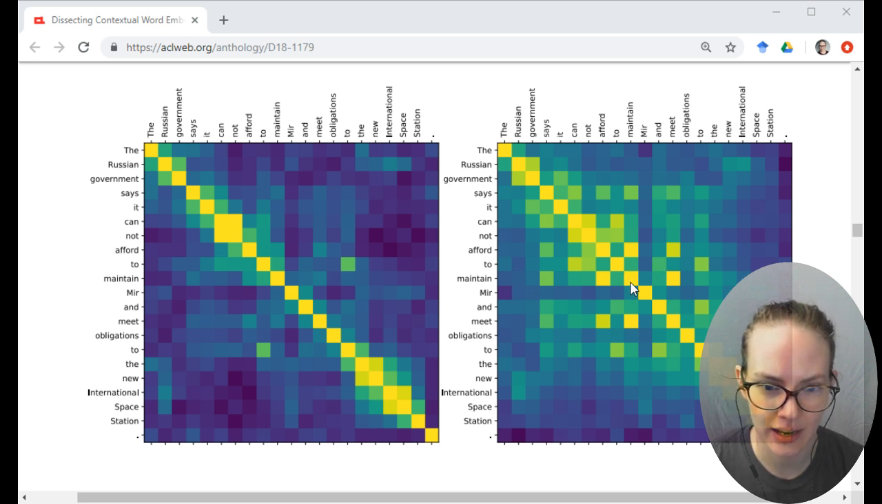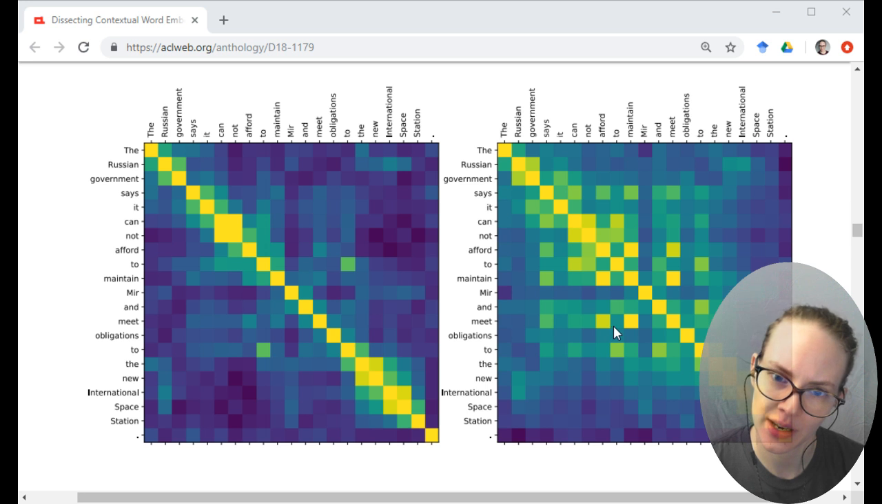So maintain. Interesting. So afford to maintain here. It looks like "to" does not have a high cosine similarity to afford or maintain, but afford and maintain both have a pretty high cosine similarity to each other, and these are part of the same verb phrase. So that's interesting.